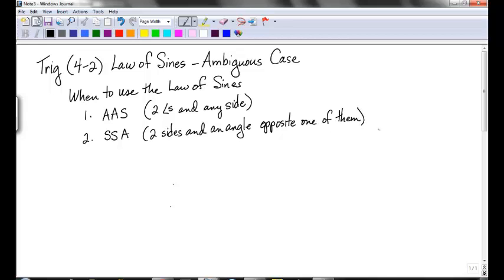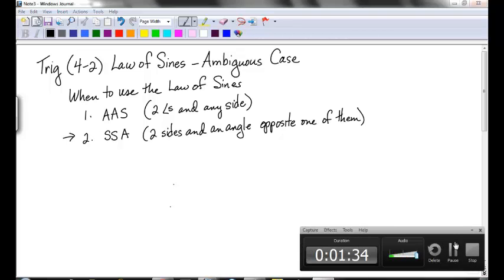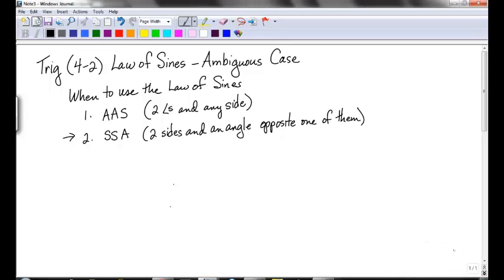Okay, now go back into the assignment you just did and tell me how many of them were this. Okay? Take a minute. So, not once did the author give you the second part. Okay? All of them in section 4.1, it was 2 angles and any side. When you do 2 angles and any side, it is 1 triangle. Always. 1 triangle.